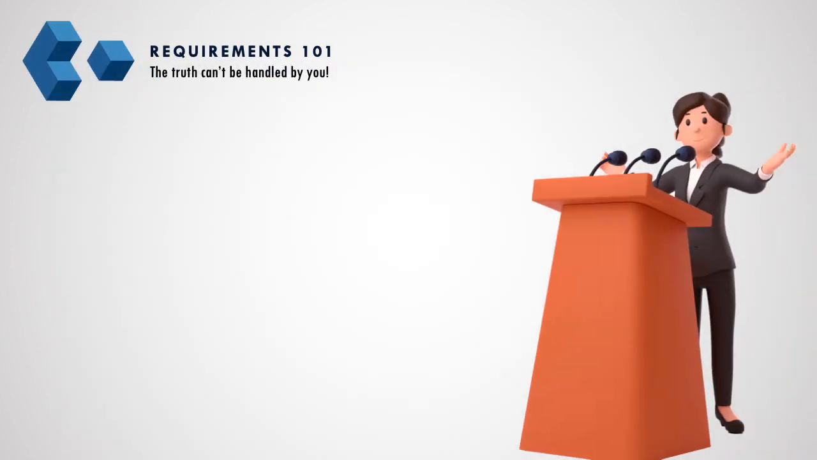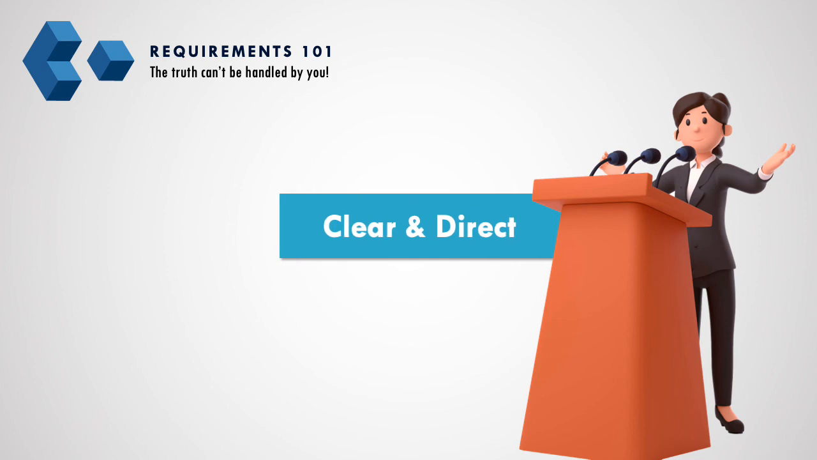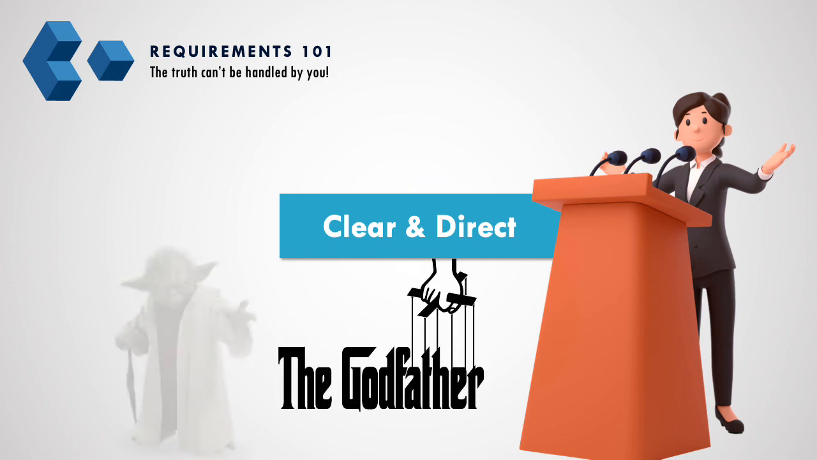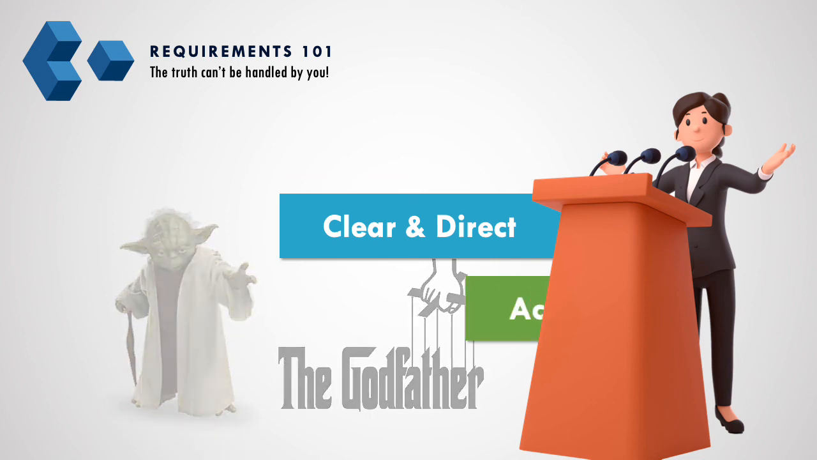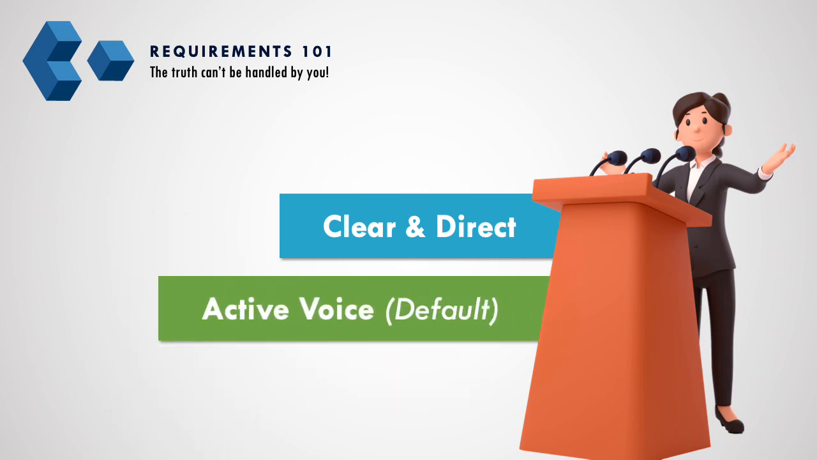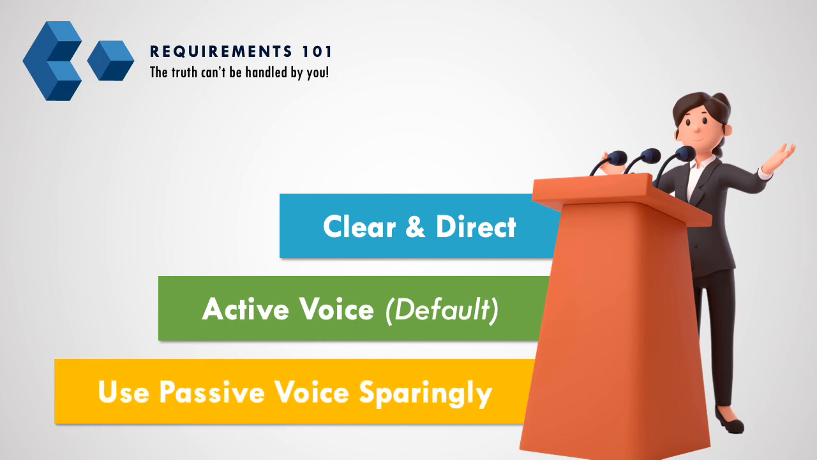So remember, folks, in our requirements, we want to be clear and direct and state who or what needs to do the thing we need, the thing we are requiring with our requirement statement. We want Don Corleone and not Master Yoda. In most cases, the active voice needs to be the default voice used in your requirements writing. Call on your engineering judgment when using the passive voice, but please use the passive voice sparingly.